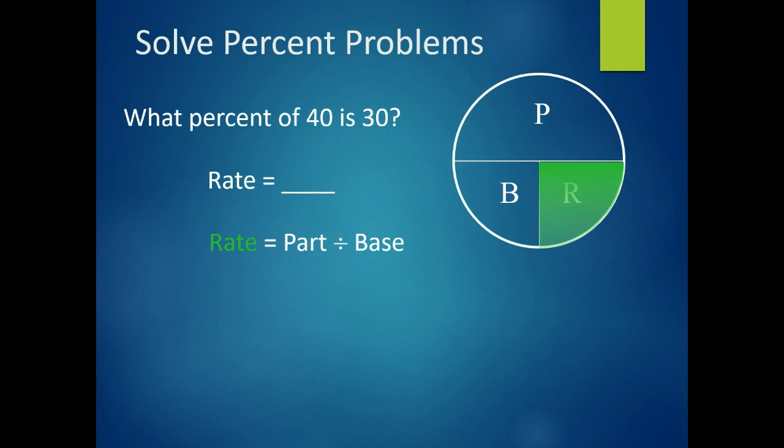Replacing those terms with the values from this particular problem and simplifying, we have a decimal equivalency of 0.75, which converts to 75%, the answer to the problem.